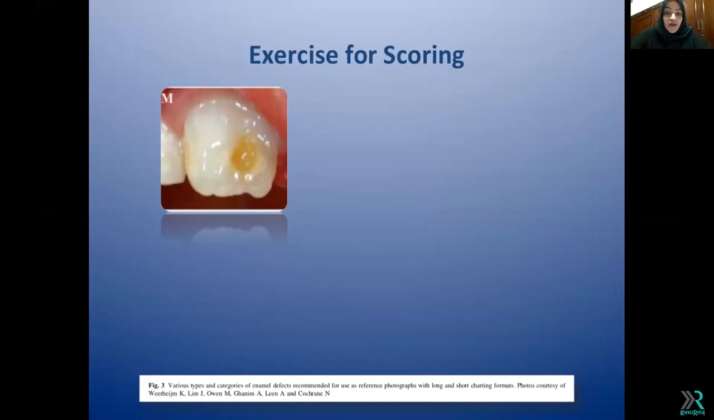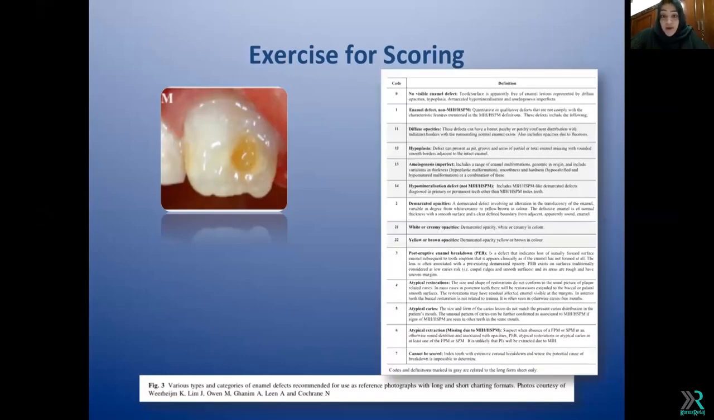This is the last picture to be scored. This is a bit tricky because we are depending on the picture to diagnose the tooth. We don't know, is it a discoloration or is the enamel deficient? And we cannot see the sixes to say this is MIH or not. So we can categorize it as an enamel defect, but not MIH.